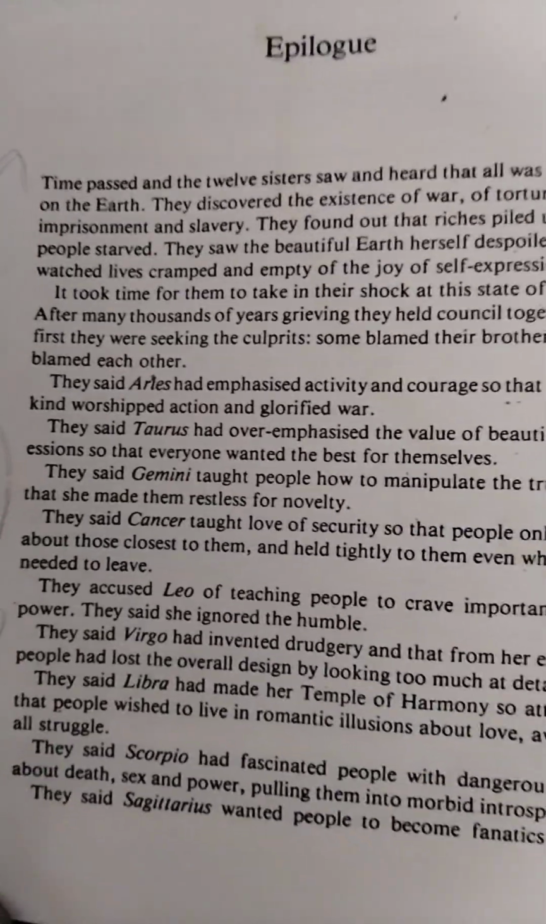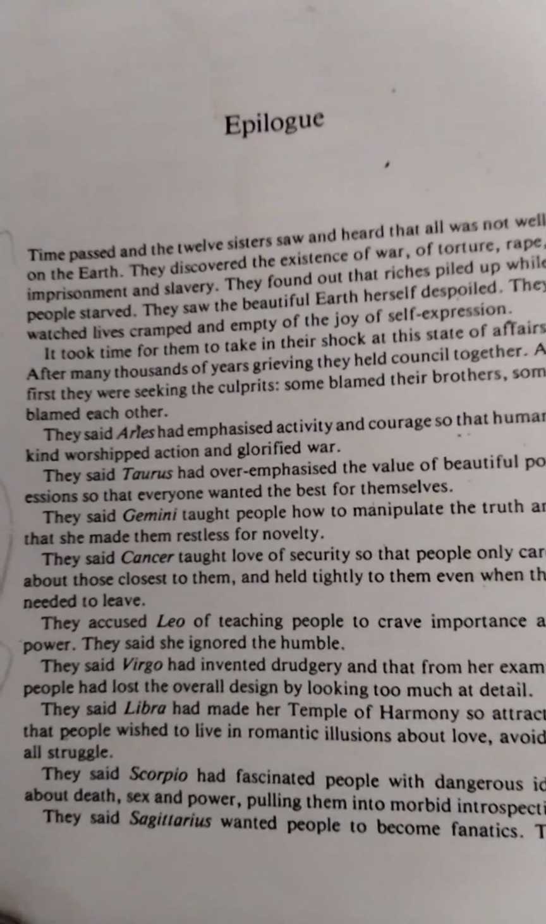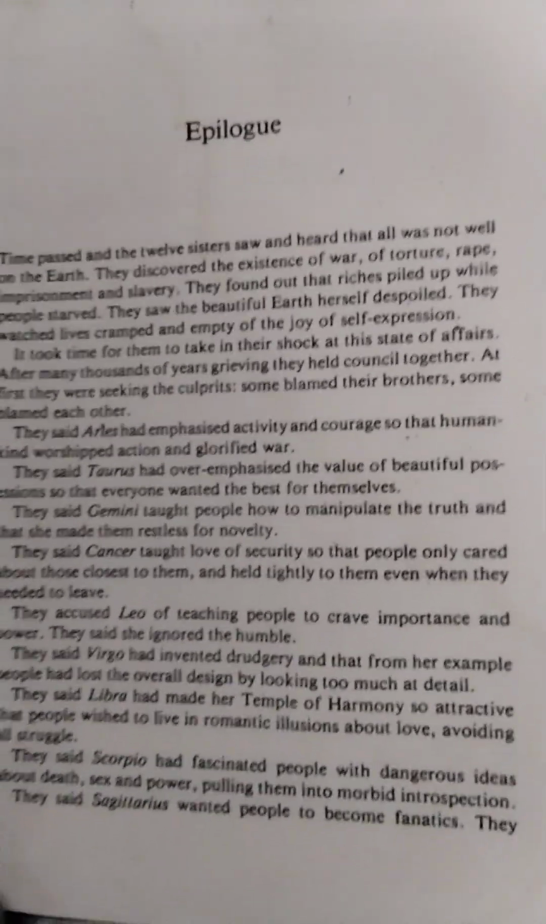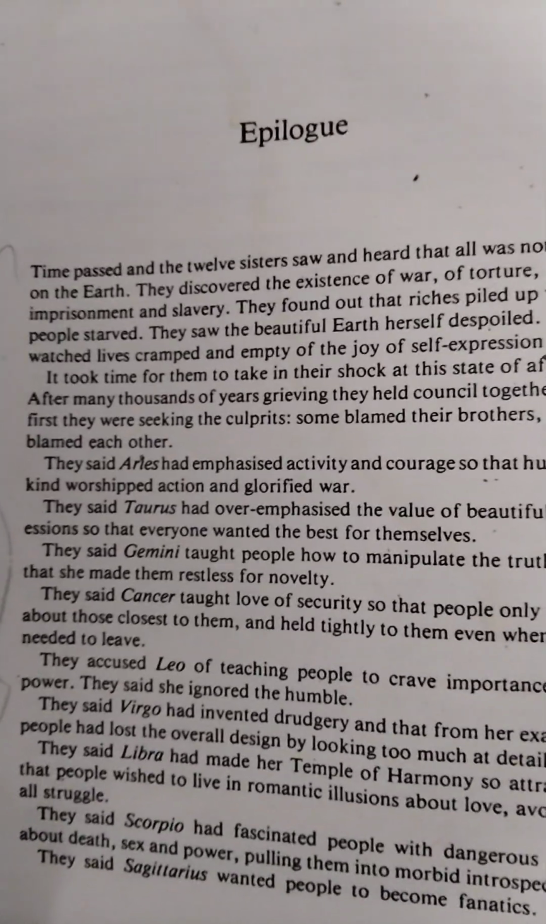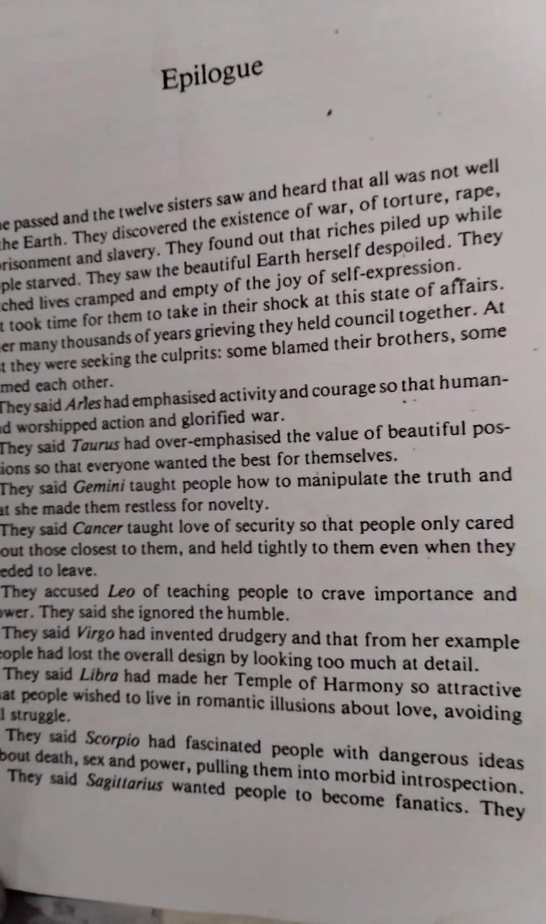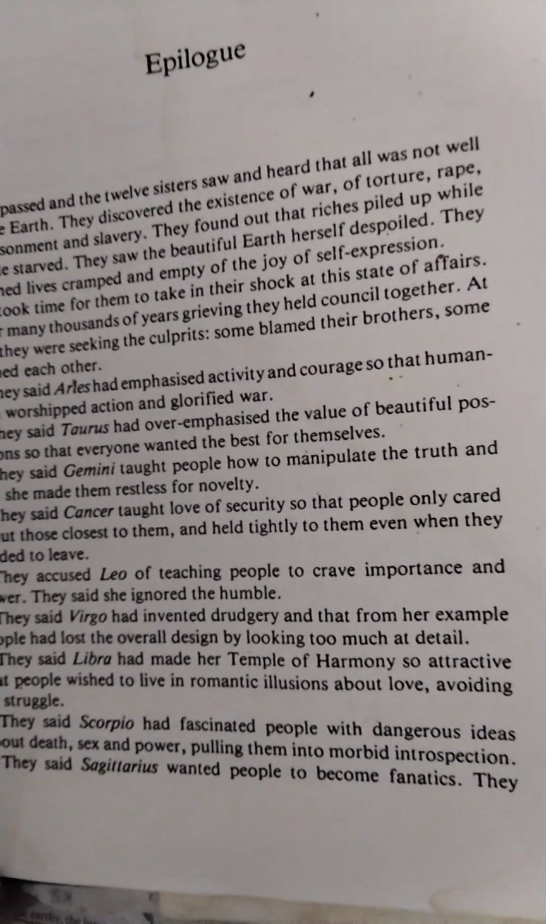Anyway, so Virgo, yes, Virgo. Libra, the temple of illusions. They wish to live in the romantic illusions about love, avoiding the struggle. Get into the shadow work, all right? And Scorpio had fascinated people with dangerous ideas about death, sex, power, pulling them into morbid introspection.